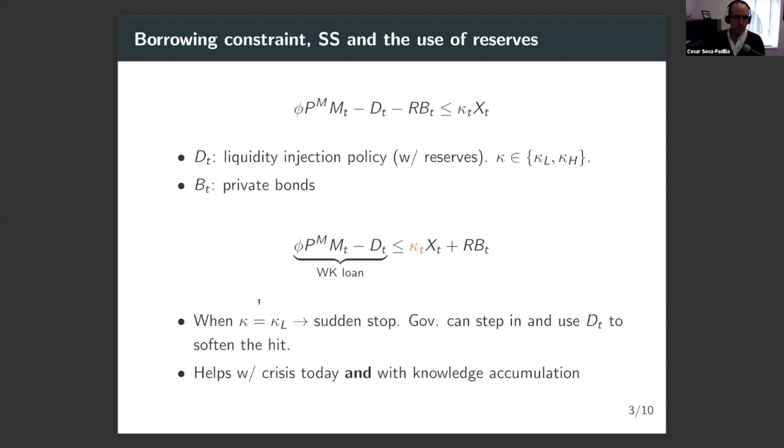Now kappa can take two values, high and low. Kappa high is tranquil times, which I haven't talked about yet. But when kappa is low, that's a sudden stop. There the government can step in and deploy the reserves, using D to soften this hit. That's what I would call a stabilization role of reserves, or a liquidity role of reserves. An interesting thing here is that doing that helps with the crisis today, because it allows firms to borrow more and to produce more, but it also helps with knowledge accumulation, and therefore helps with what's going to happen to the borrowing constraint in the future.